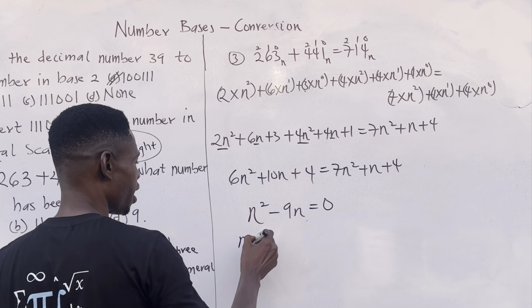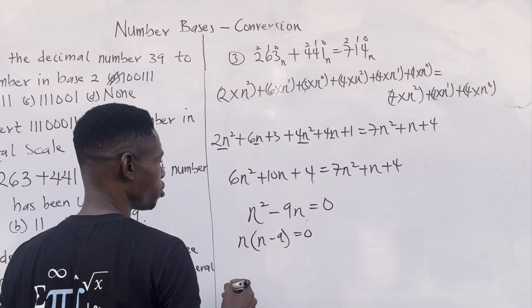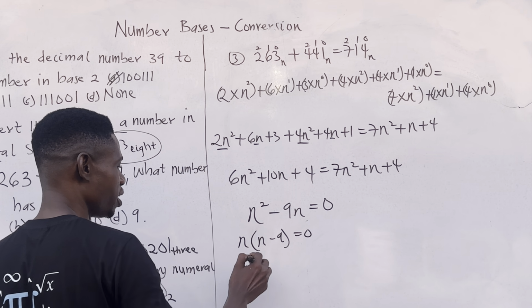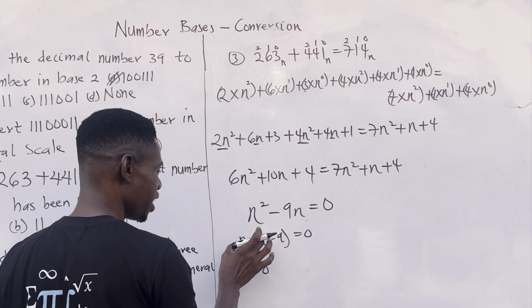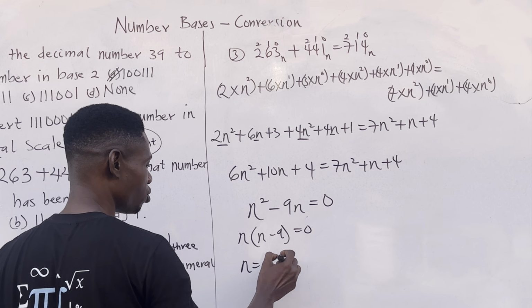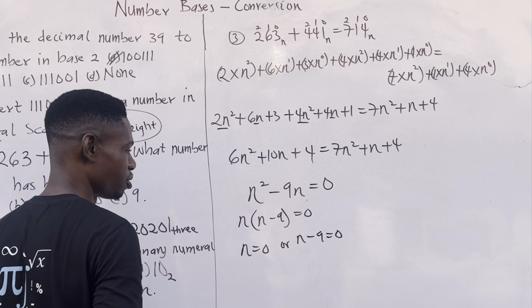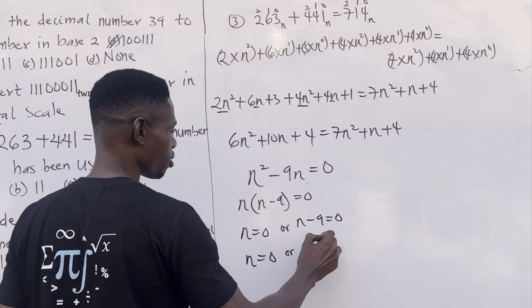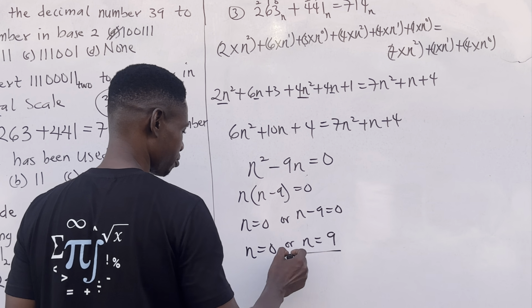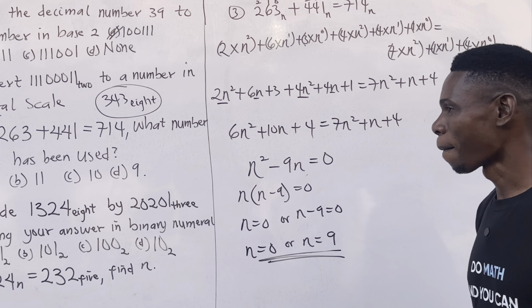So from here, we can factorize n into n times n minus 9 equal to 0. So from here, it's either n equals 0. Remember, when you have a product equal to 0, it's either the first n equals 0 or the second n minus 9 equal to 0. And then our n equals 0 or n equals 9. Yeah, so that's our answer.